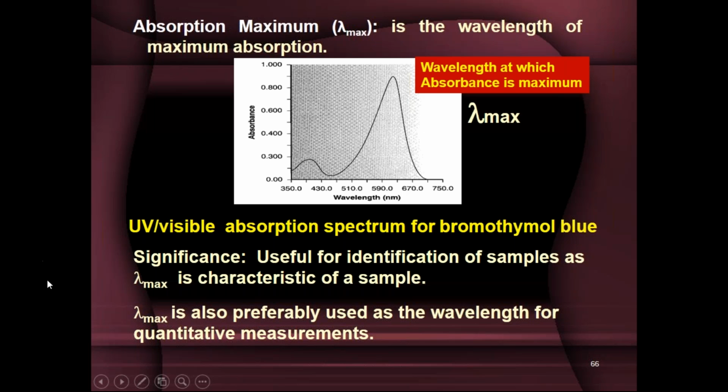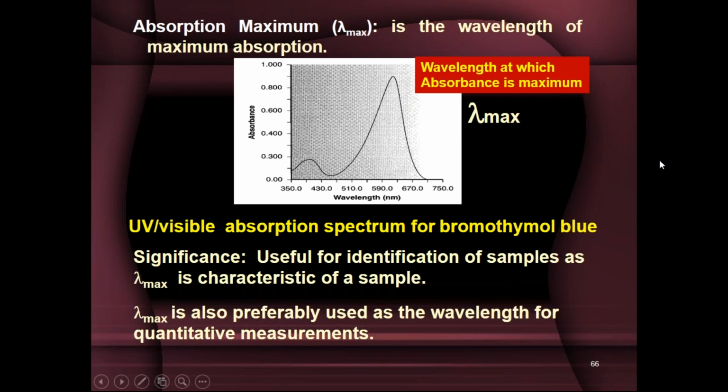Wavelength of maximum absorption. This is a UV visible absorption spectrum for bromothymol blue. You can see there are two peaks. So which is the wavelength of maximum absorption? Here you see the highest peak. So you will draw a vertical straight line to the x-axis and you can find out what the lambda max is for this particular compound. It will be somewhere in this region.